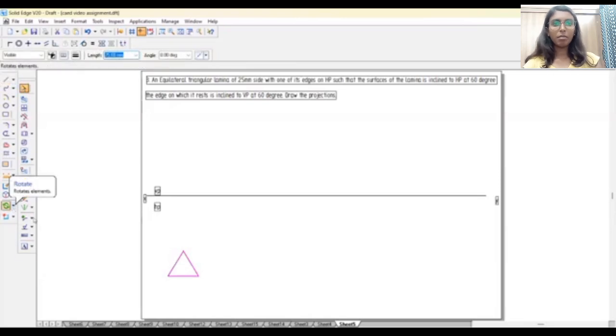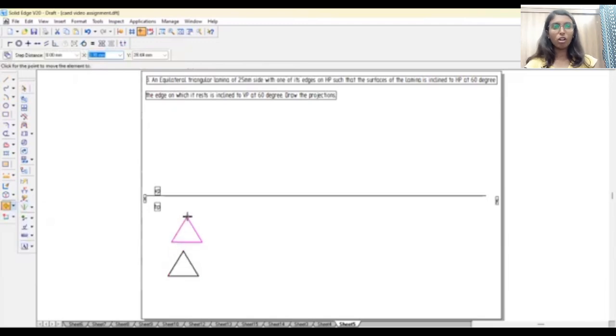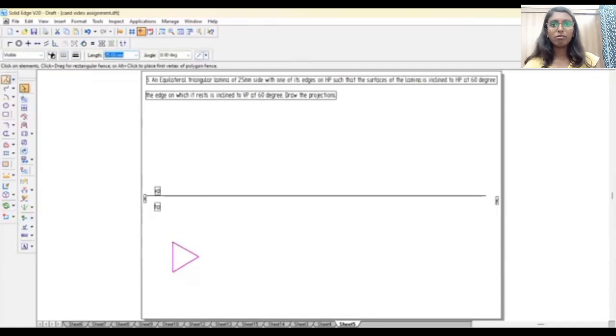A line 70 mm long inclined to VP at 30 degree and 45 degree to VP. So let's take a 70 mm long line, which should be drawn both on HP and VP for the angles of 30 degree and 45 degree. Now let's select a line with a thickness of 0.5 mm, that is true length.